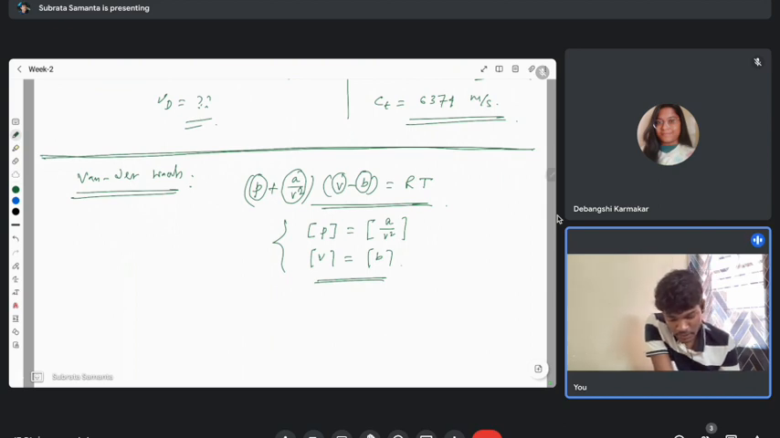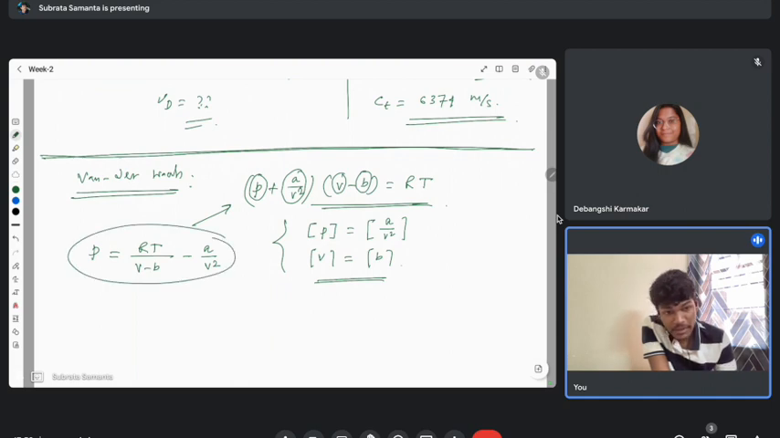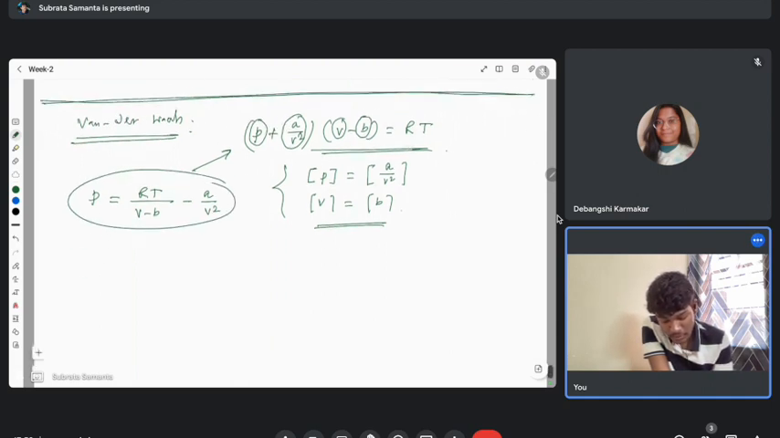So this equation is a modified version of the ideal gas equation. If you write the pressure, it's P = RT/(V − B) − A/V². So what do you know from the ideal gas? For an ideal gas, we know that P is RT/V.